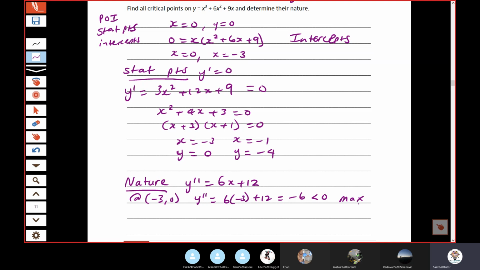All you care about is concavity, so max. You don't really care about the number. You don't care if it's -50 million. The negative is what is important to you. At -1 and -4, 6 times -1 plus 12, I think that becomes a positive, which is a minimum. Happy?